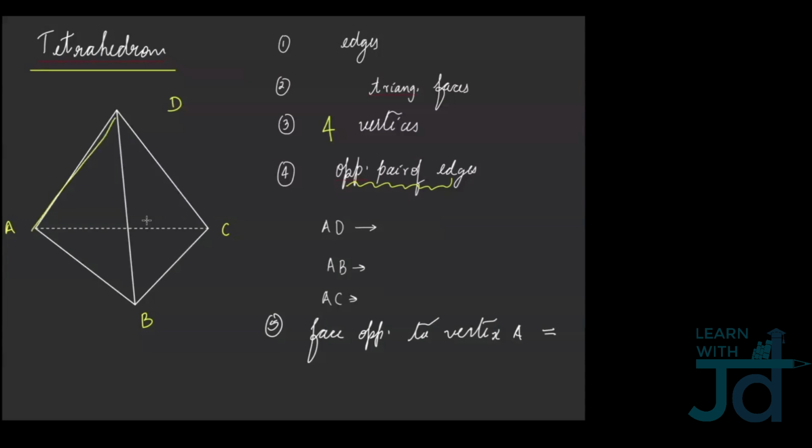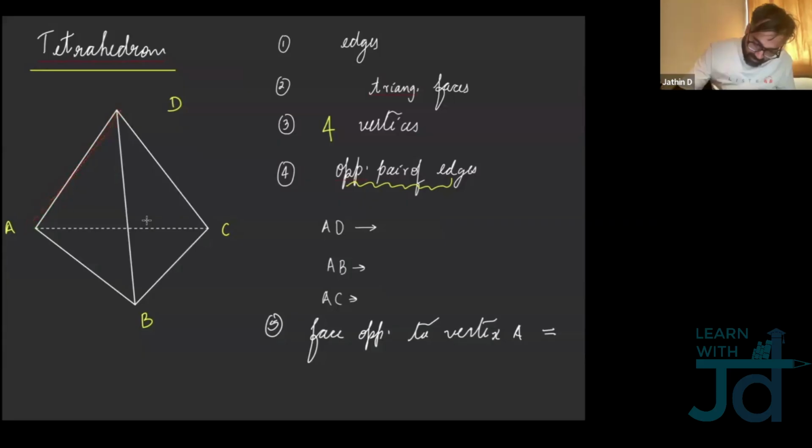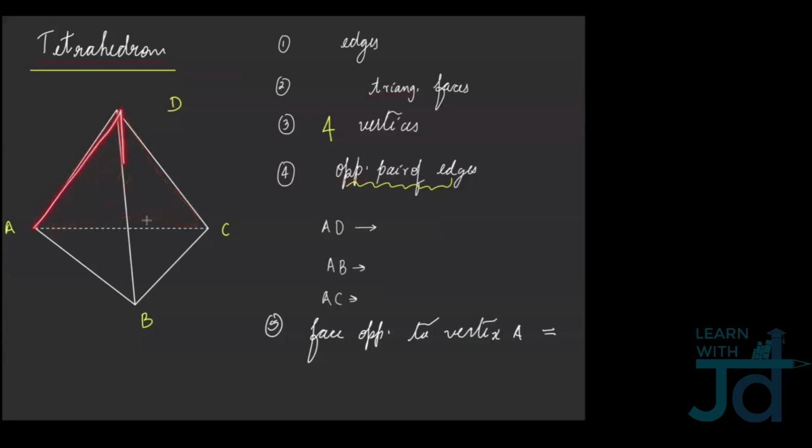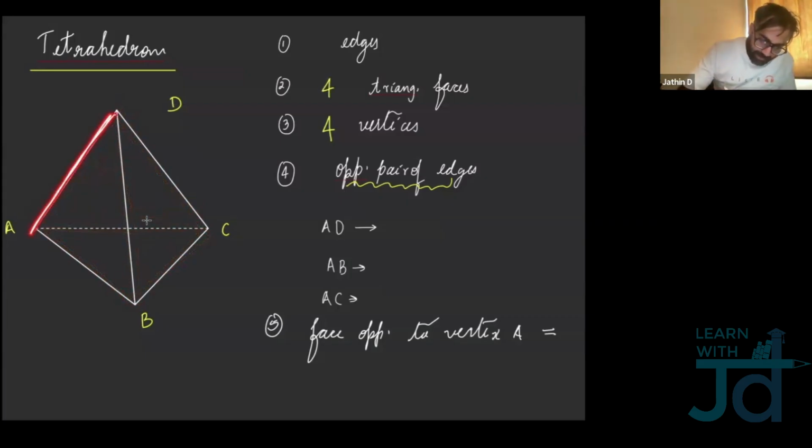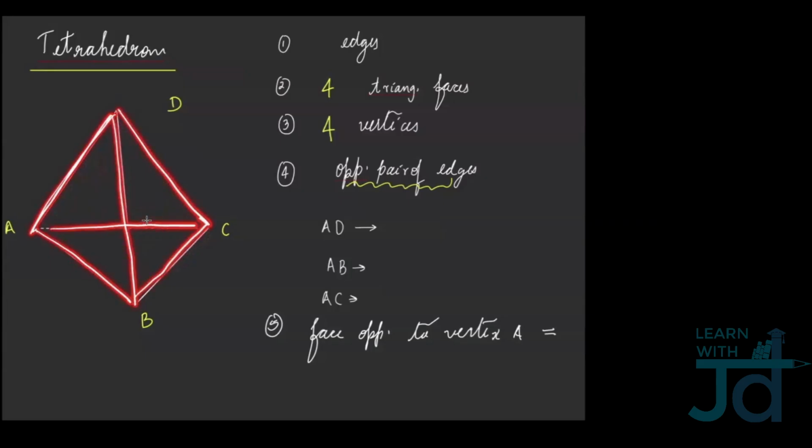So can you name all the 4? First is ADC. Triangle ADC, triangle ABD, triangle BCD and triangle ABC. Good. Now how many edges? This is called an edge. So 1, 2, 3, 4, 5, 6. Yes, 6.